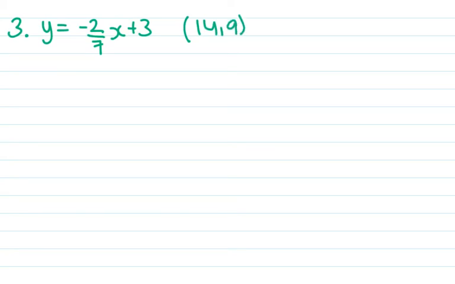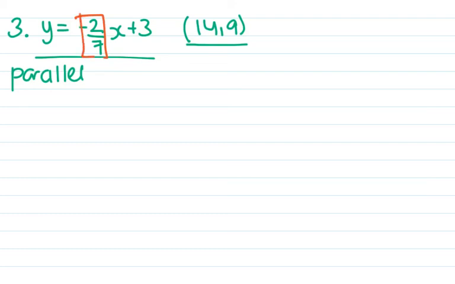All right, number 3. Determine the equation of the line parallel to the line y equals negative 2 over 7x plus 3 that passes through (14, 9). So the line they give us is y equals negative 2/7 x plus 3, and the point is (14, 9). So it's parallel to this first line here, and then it has the point (14, 9) on the line. If it's parallel to this line, it means it has the same slope. The slope here is negative 2/7. So that means our new line is going to have a slope of negative 2/7.